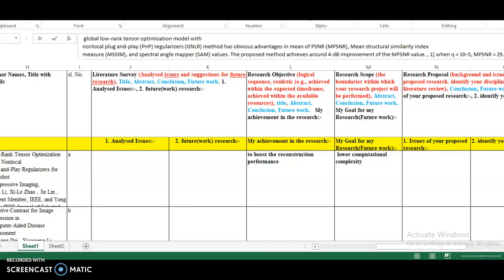The achievement of the research work here is to boost the reconstruction performance. Another goal of this paper is low computational complexity. Low computational complexity is an important point.